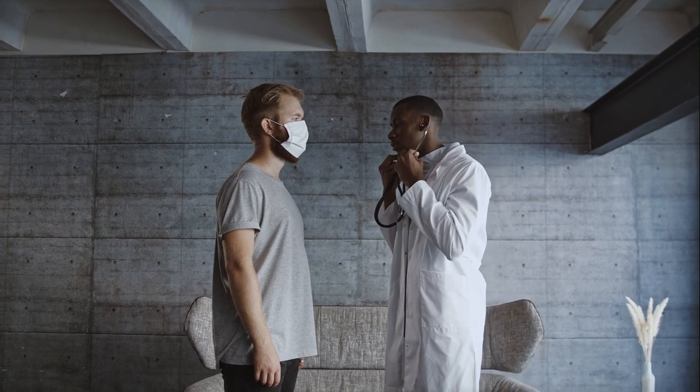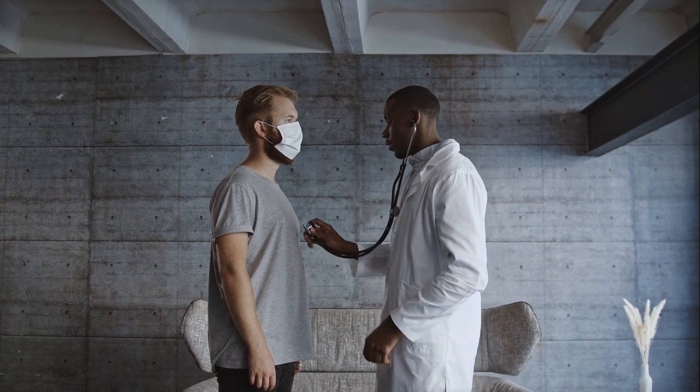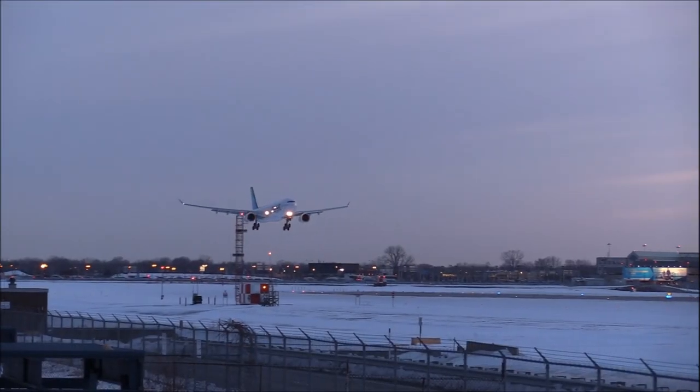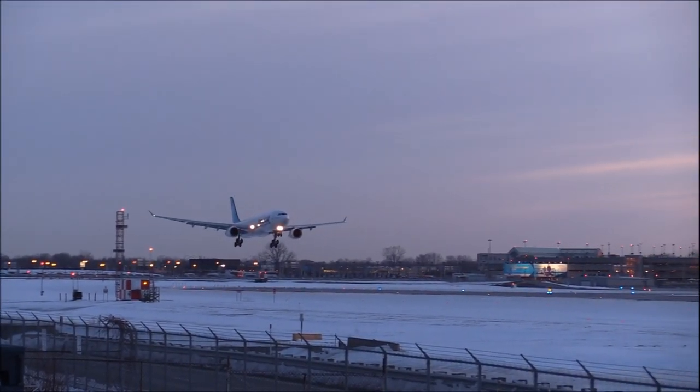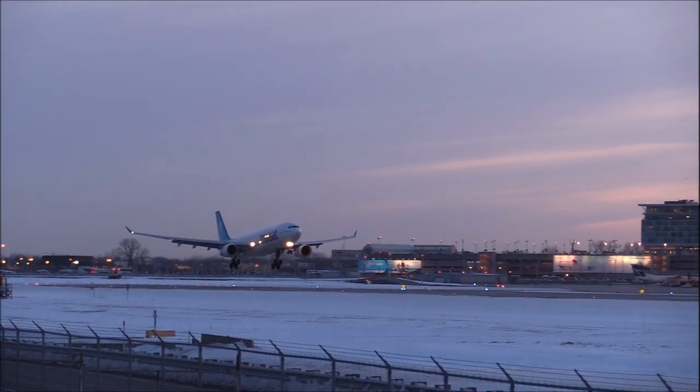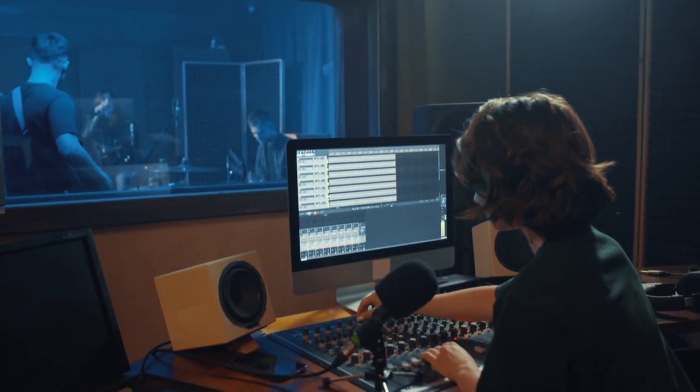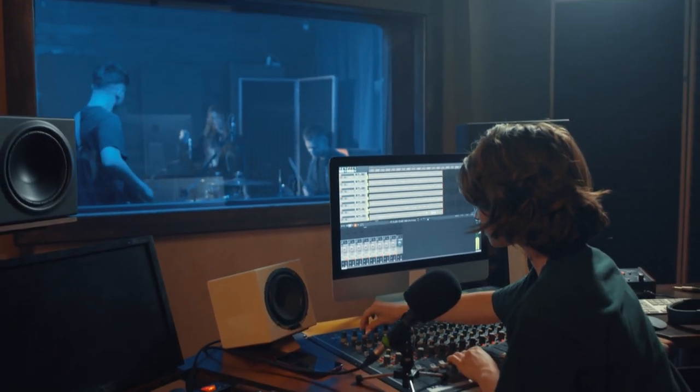A doctor is only as good as his knowledge of anatomy. A really good pilot knows the parts of his plane and how they work together. So it's only fair that a proper sound engineer, a proper mixing engineer, knows a bit about his instrument, which is the mixer.